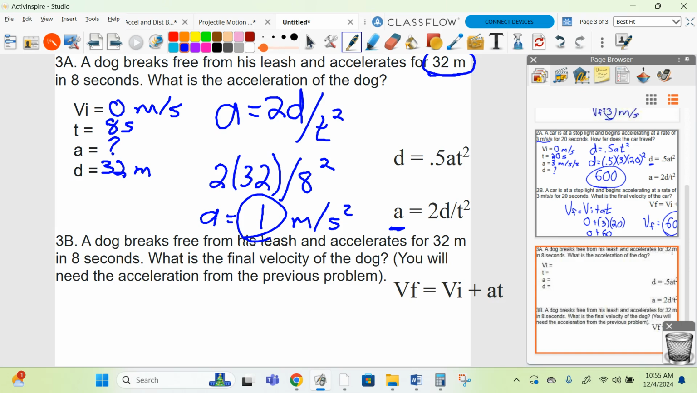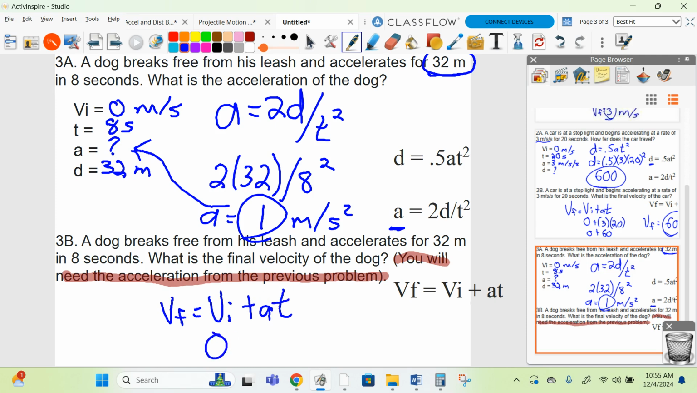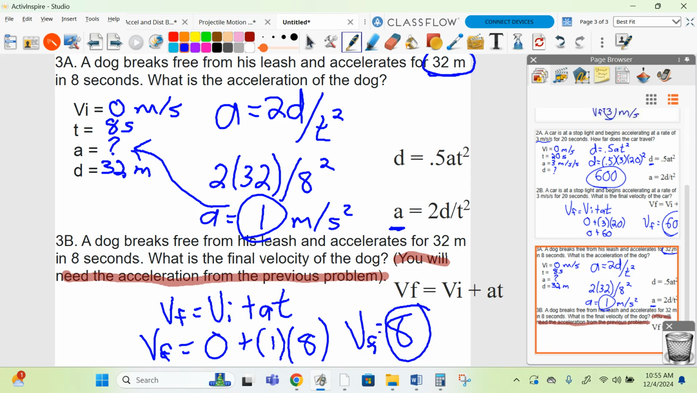Once I have the acceleration, again, I gave you guys a little bit of a note here. You will need the acceleration from the previous problem. So I need to use this in my data table to help me answer down here in part B. VF is equal to VI plus AT. The initial velocity is 0 plus my acceleration, which I've calculated to be 1, multiplied by the time, 8. Well, VF is 0 plus 8 times 1, which is 8. So my final velocity then is 8 meters per second, and that's what I want to put into the Google form.